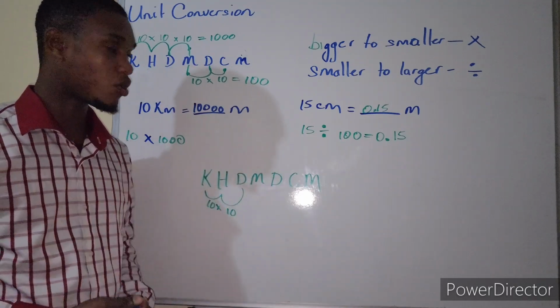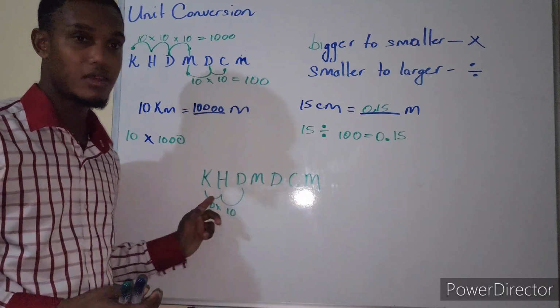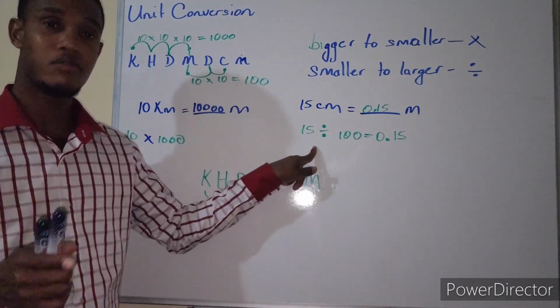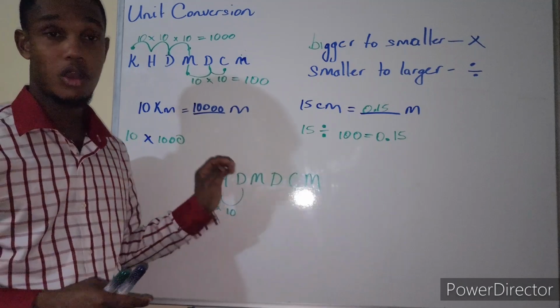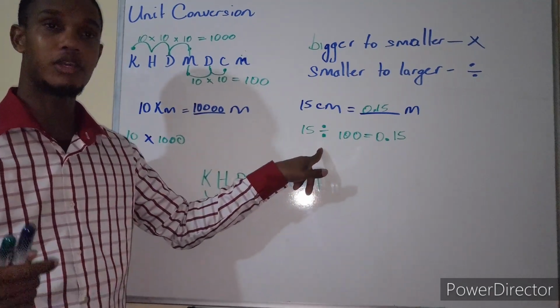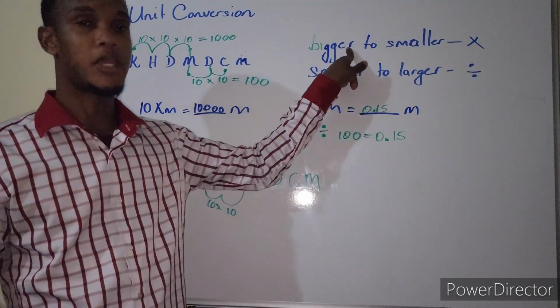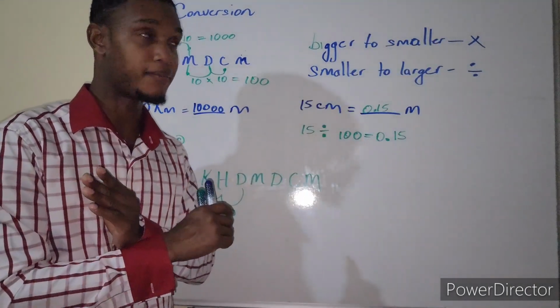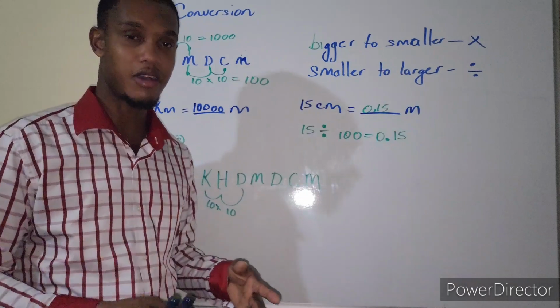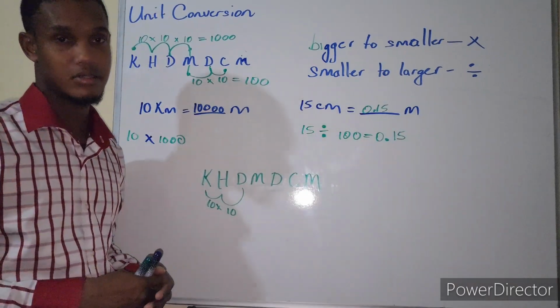Then, after you get how many units are between them, you write the number that you were given in the question, write the answer you got from the table, and then you figure out if you should divide or multiply. And how to know which one you should do? Big to small, multiply. Small to big, you divide. And that's how you will get the answer correctly.